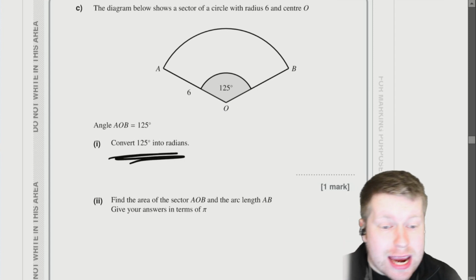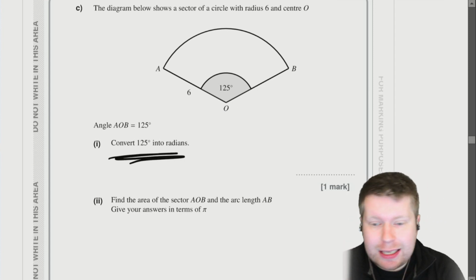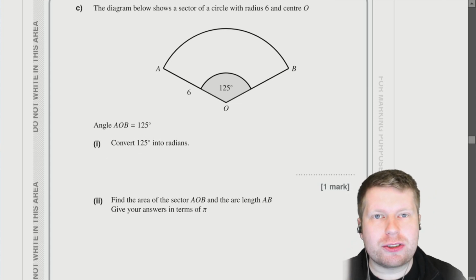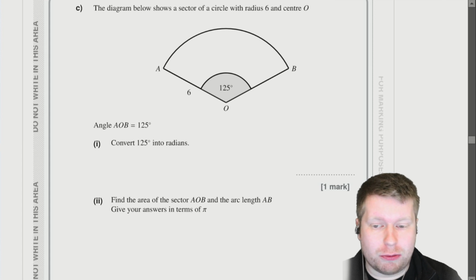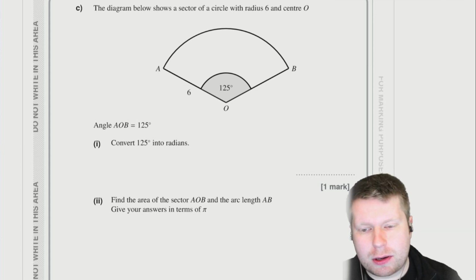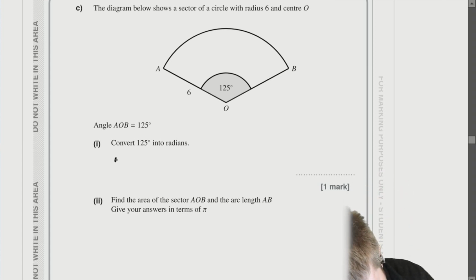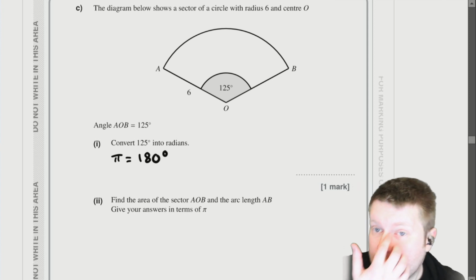First things first, really easy 1-mark question, and I'm really in despair of the fact that people didn't get this, because converting degrees into radians we have done so much practice of, and it just shows a lack of practice, a lack of proficiency with this. So converting degrees into radians, a couple of ways you can do it. You can just remember that pi is equal to 180 degrees, so pi radians is 180 degrees.